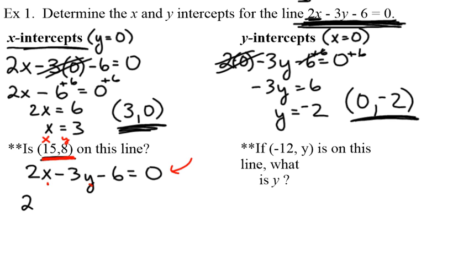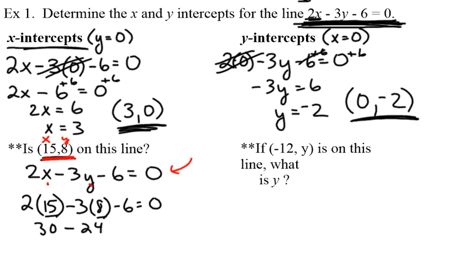So in this case, it would be 2 times 15 minus 3 times 8 minus 6 equals 0. I hope by putting in an x value of 15 and a y value of 8, I get a left side equal to right side. 30 minus 24 minus 6. 30 minus 24 is 6. 6 minus 6 gives us a 0, and that equals the 0 over there. So in this case, left side equals the right side. So 15, 8 absolutely is on that line.